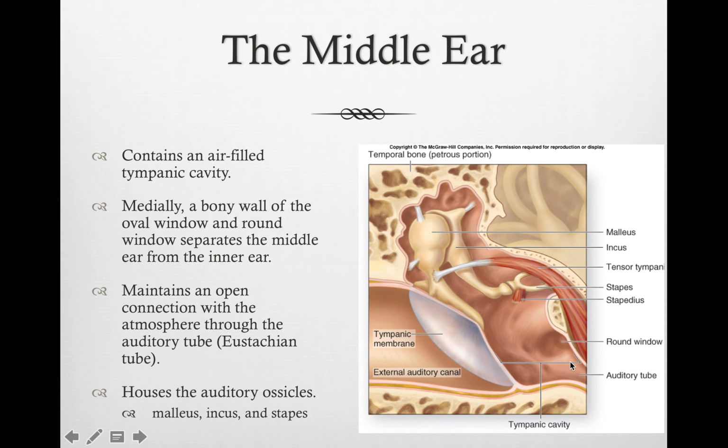But we do maintain an open passageway, an open connection to the atmosphere through the auditory tube, which connects to the pharynx here, nasopharynx specifically. And we call this the auditory tube or the eustachian tube. And so the reason why you can drink fluids or chew or swallow while ascending in a plane, and help regulate that pressure in your ear and make your ears pop, is because of this open passageway here, the auditory tube, right here.